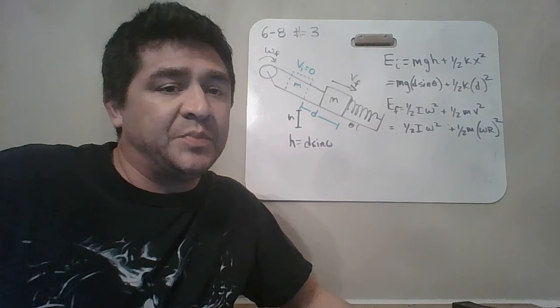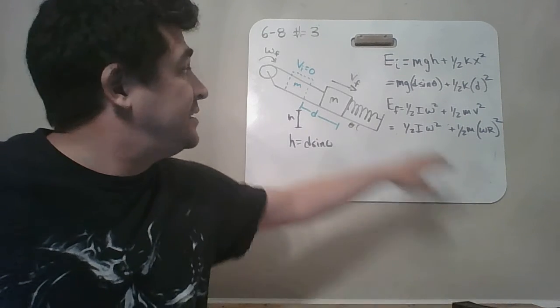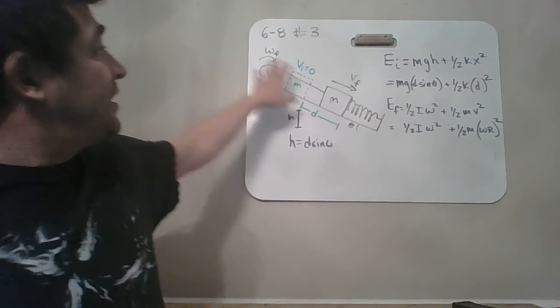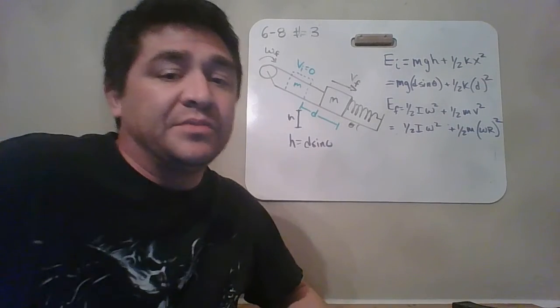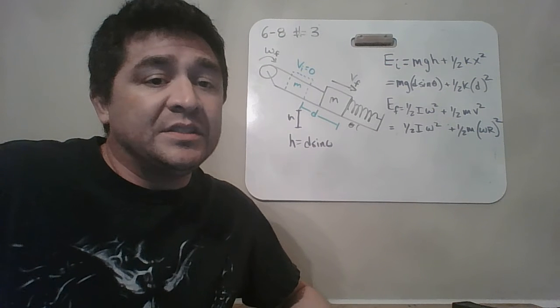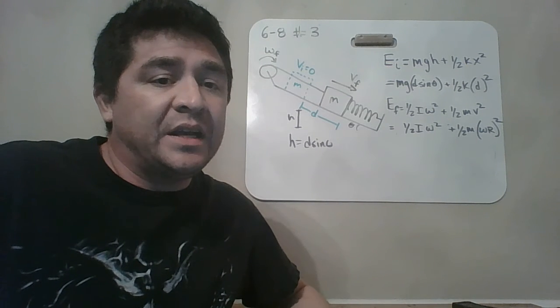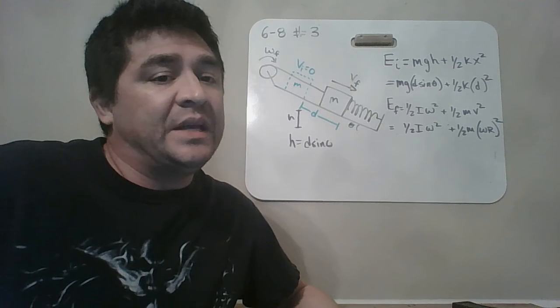The final energy then, it's all the potential's been released. It's all kinetic at this point. And so we've got the translational kinetic energy of the block and the rotational kinetic energy of the reel. And so we're just going to set those equal to our final energy. So 1/2 I omega squared and 1/2 mv squared.